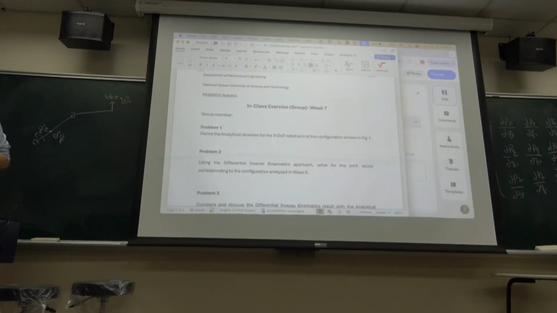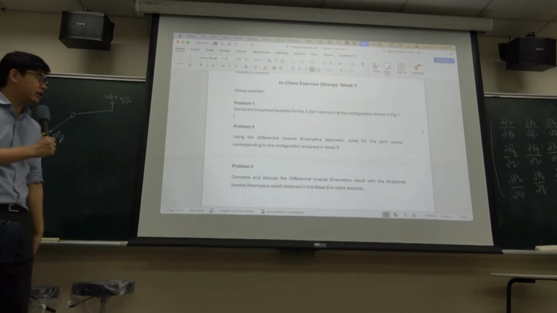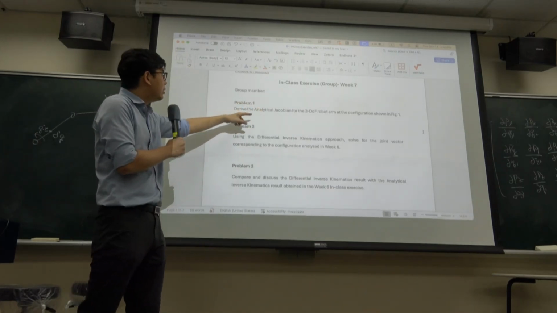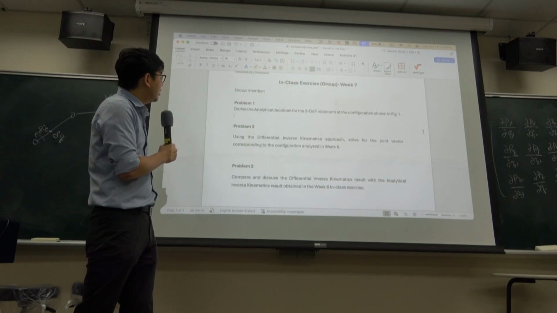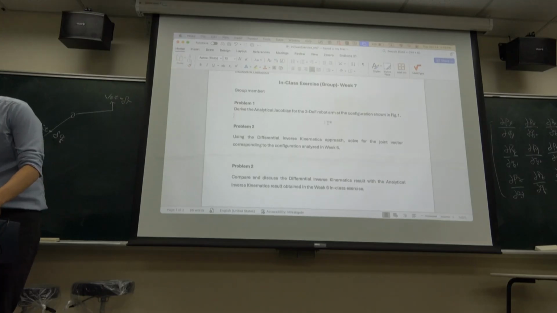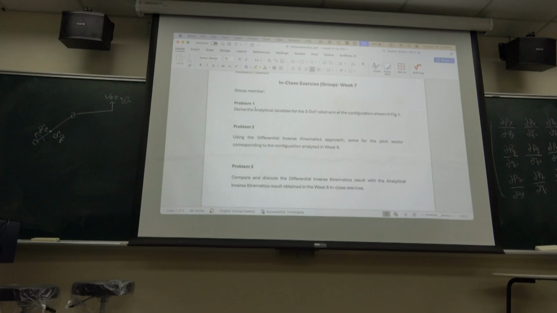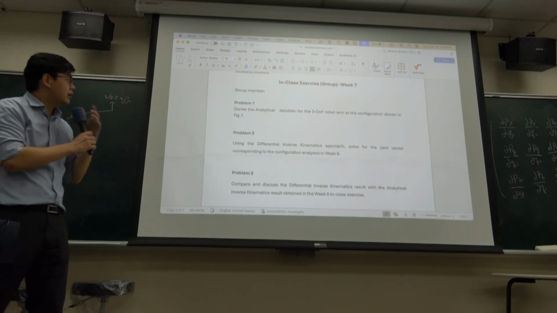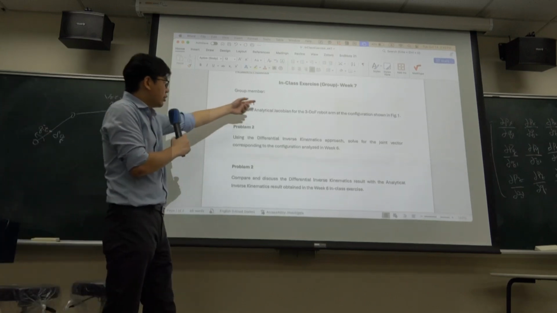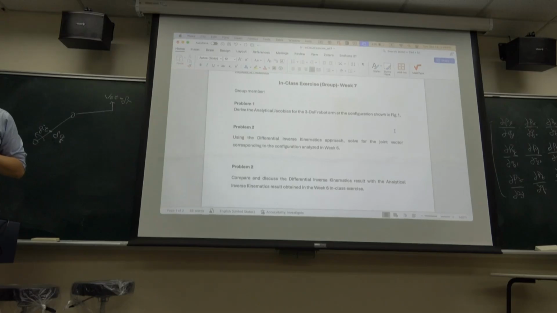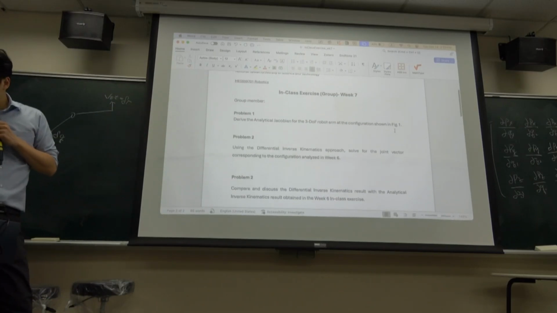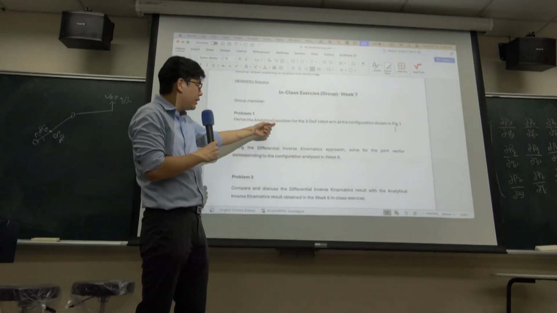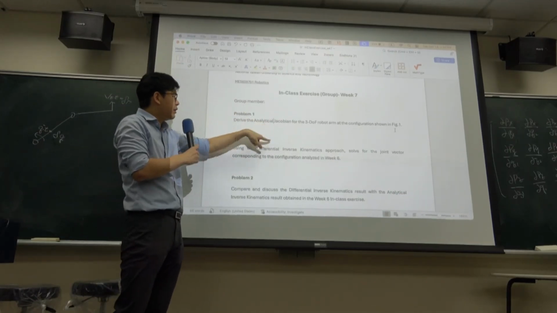So we will also have a group exercise today. It will be the same as last week. The first thing is that you will derive your analytical Jacobian of the robot model. It is the same model. So the first problem is you will find the forward kinematics and do the partial derivative of the forward kinematics. Then you can get the analytical Jacobian.